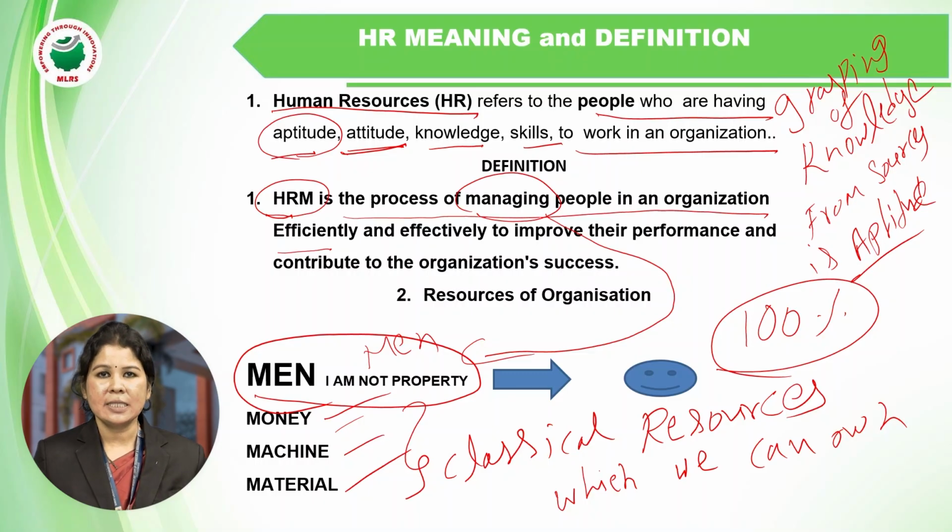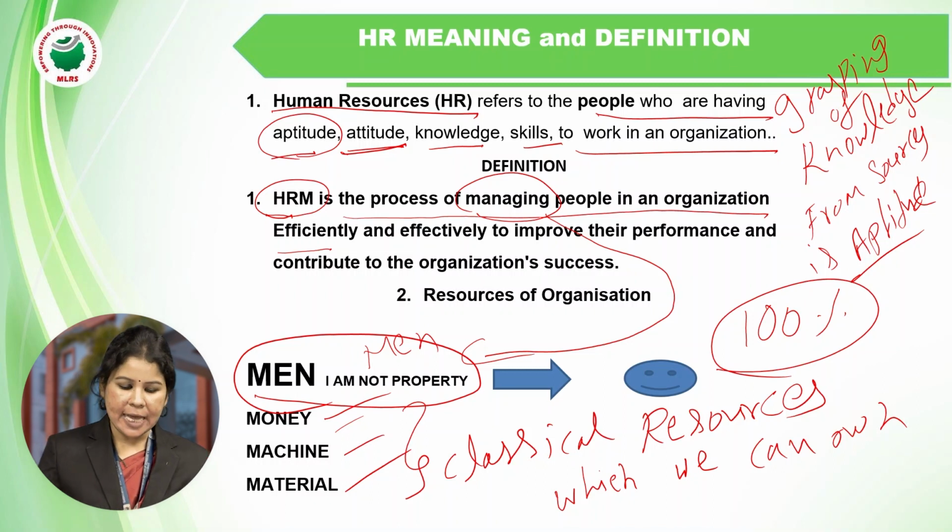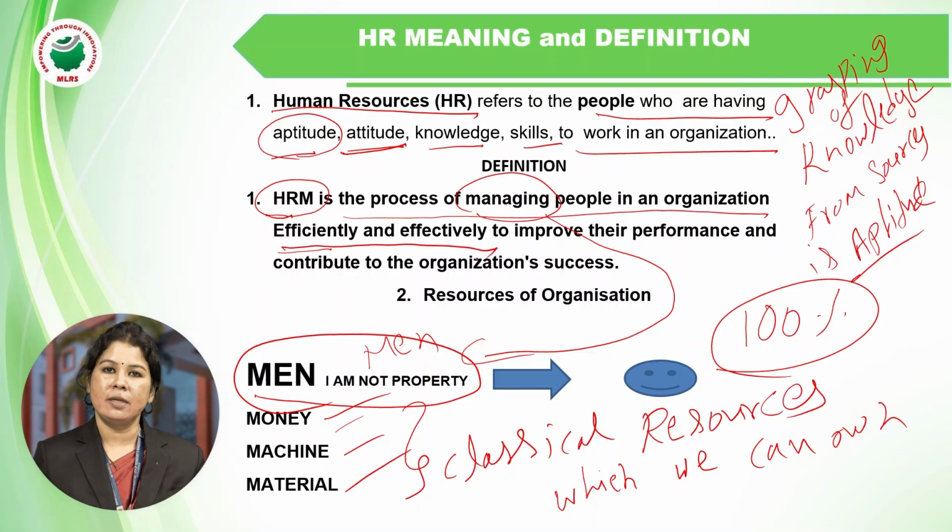So now let us have a glance at the meaning of HRM. HRM is a process of managing people in an organization efficiently and effectively. Here come two terms, efficiently and effectively. So what do you mean by effectiveness and what do you mean by efficiency? See, effectiveness means completing the goal, and efficiency means how economically you are reaching that goal.